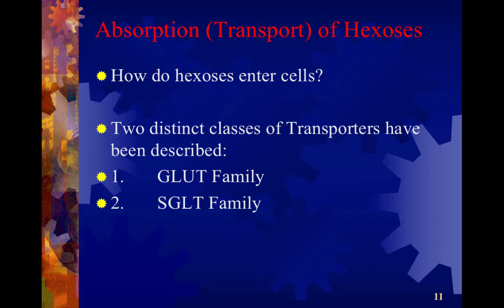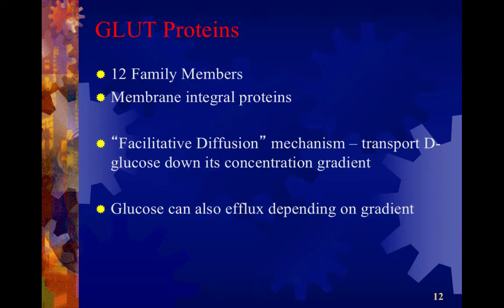Get my notes so I don't forget too much. So the GLUT family, and that GLUT stands for glucose transporters. And there are approximately 12 of these proteins that are considered GLUTs in this family. And they are integral membrane proteins, so they span that lipid bilayer, and that allows them to move glucose.